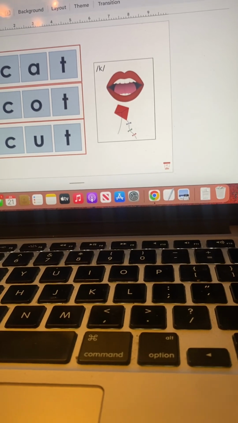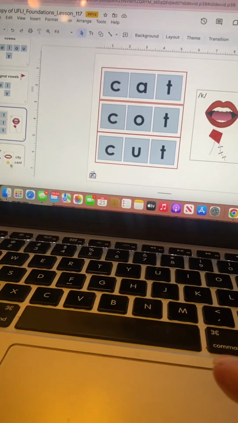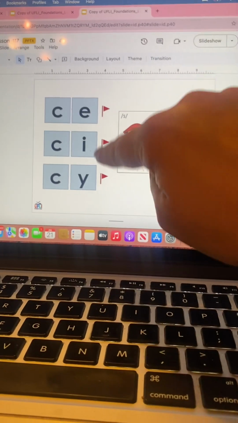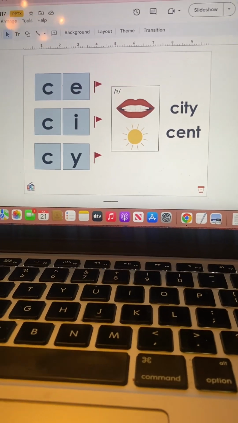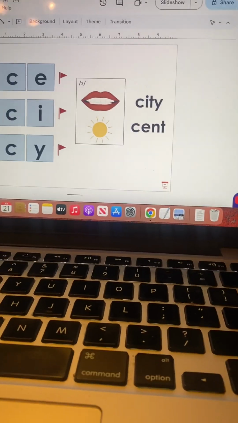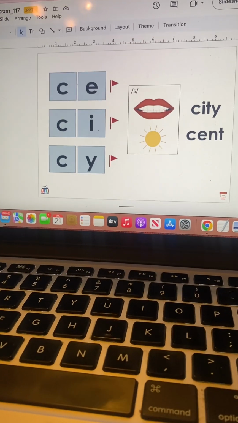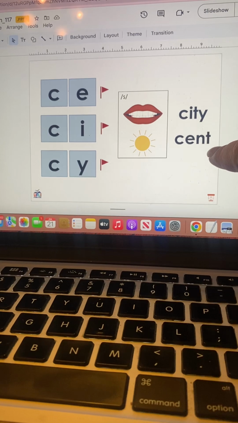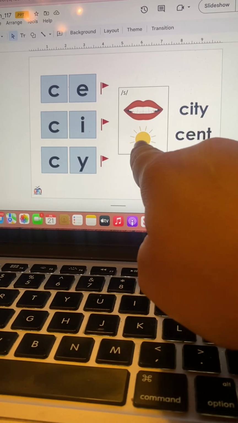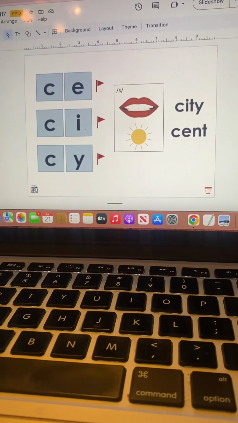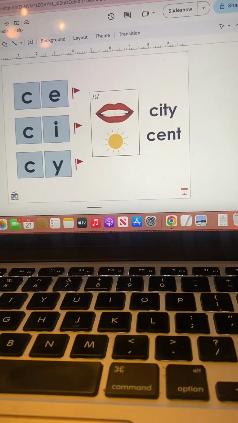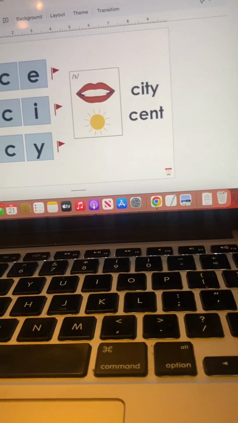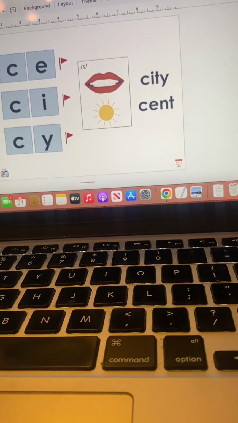Okay, when C is followed by E, I, or Y, it makes the S sound, like in the words city or scent. So it's going to make that S sound like we hear in sun. Say. Yeah, except say is with an S, so it would still be, yeah. Okay, but that was a good thought.